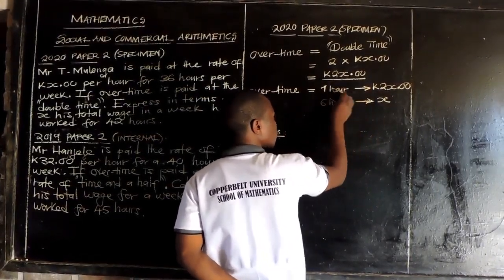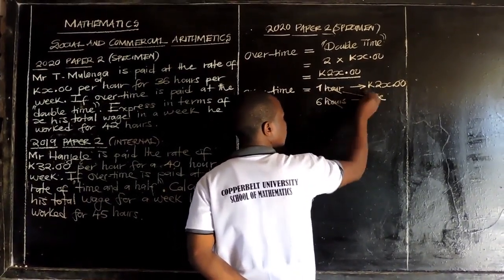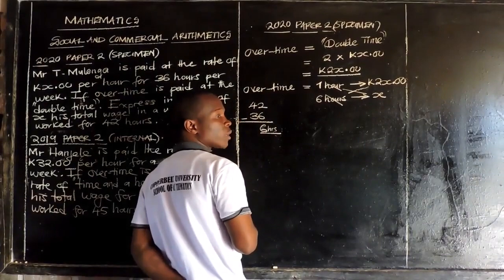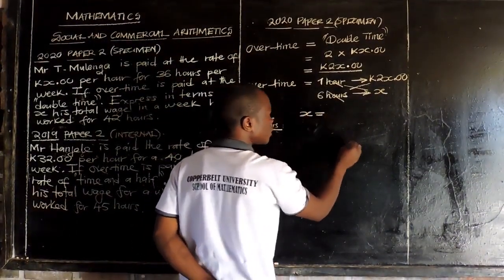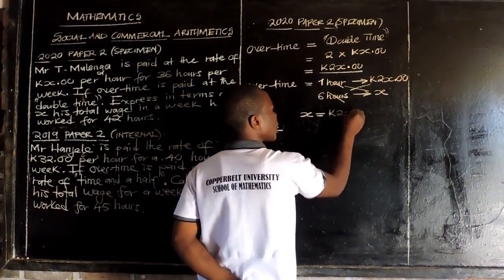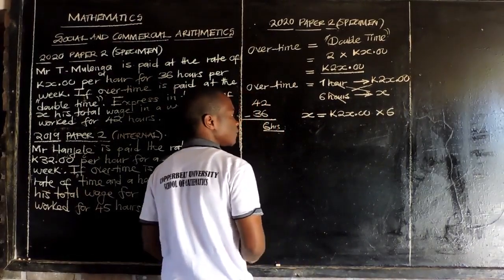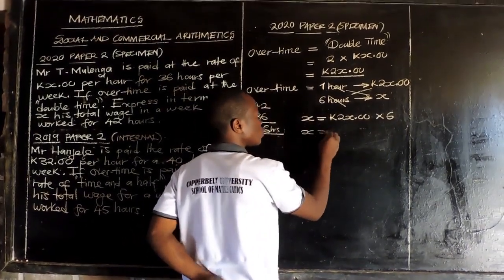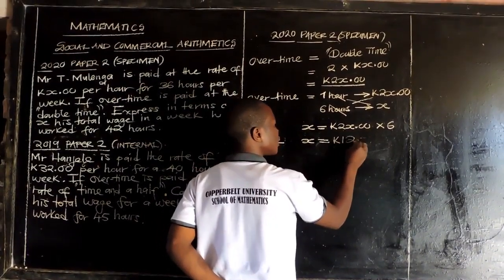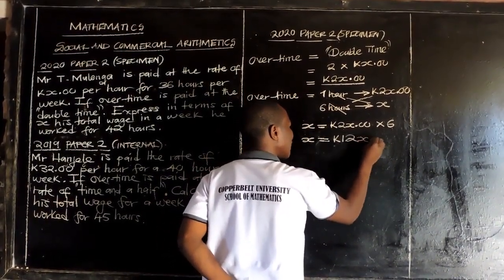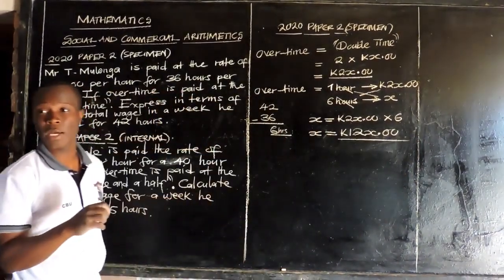You can adopt cross multiplication, multiplying 1 times x, then 2 quarter x times 6. Are we together? Yes. So 1 times x, we get x is equal to 2 quarter x multiplied by 6. Is it okay? Yes. So x is equal to 6 times 2, you get 12 quarter x as the overtime. Are we together, guys? Yes.